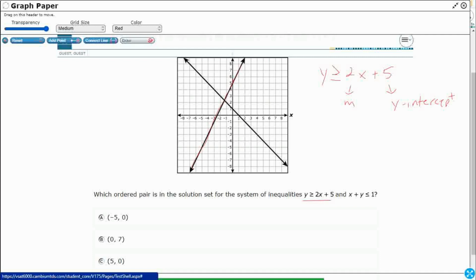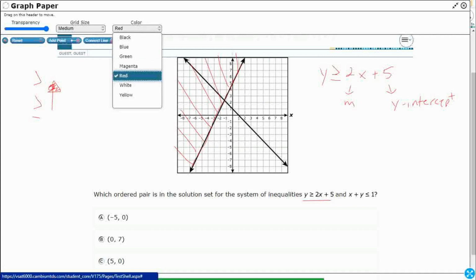Now, what do we know about the solution set? Well, it's y is greater than or equal to. So when we are dealing with greater than or equal to, greater means more, you actually need to shade above the line. So what I'm going to do is draw a little bit of shading right there above that line.